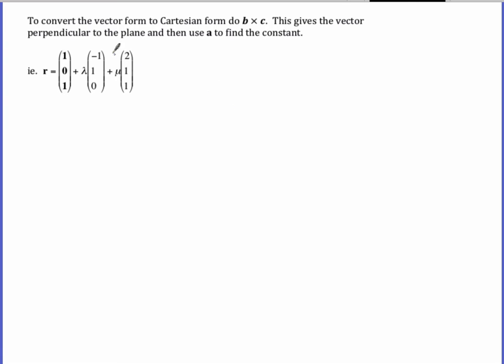First one, convert vector equation to Cartesian form. So again, it's all about the normal. And the normal is going to be perpendicular to these two direction vectors. To get a vector perpendicular, you've got to do the cross product. Okay, so let's do the cross product of these.